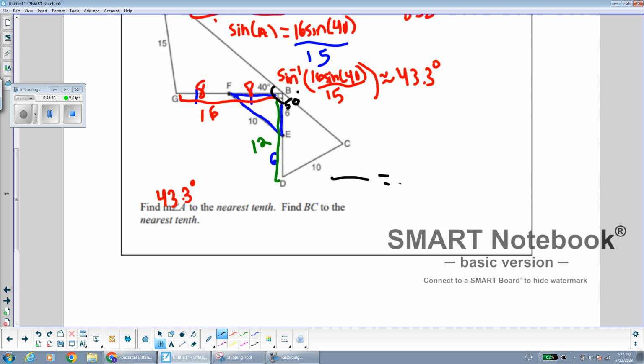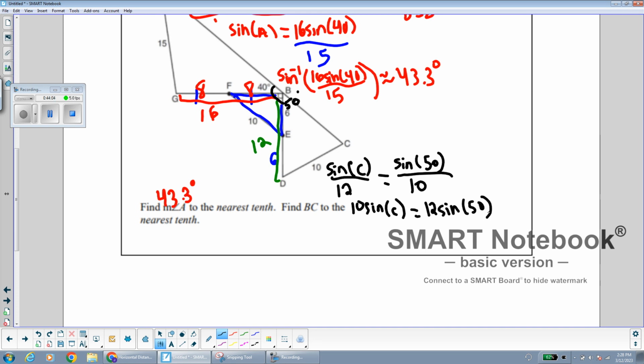So let's do it. I'm going to use the law of sines to find angle C. So sine of angle C, 12 is the side opposite from that. The only other angle we have is the 50-degree angle, and the side across from that is 10. So when we cross multiply, that's 10 sine of angle C is equal to 12 sine of 50 degrees. If we divide by 10 on both sides, we have sine of angle C is equal to 12 sine of 50 over 10. Let's inverse sine this in order to get angle C.